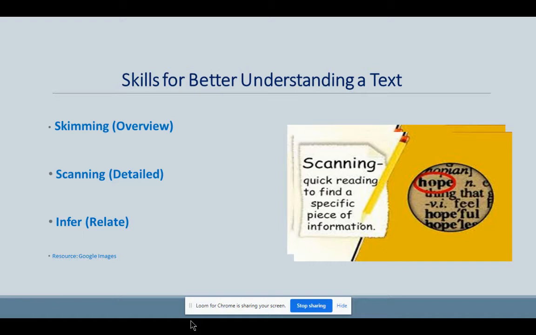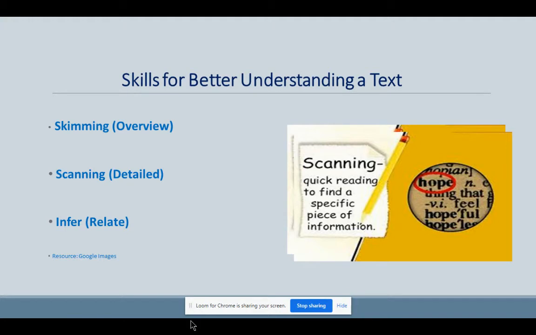Skills for better understanding a text. There are 3 skills that we need all the time. Skimming, overview. Skimming is quick reading. Just within no time, we try to make sense of the text. That is what we call skimming. Scanning, this is like a scanner. Detailed reading. We read questions, we understand them, and then we scan through the text with a detailed view in reference to the questions we have read, and then we try to find out the answers for the given questions.